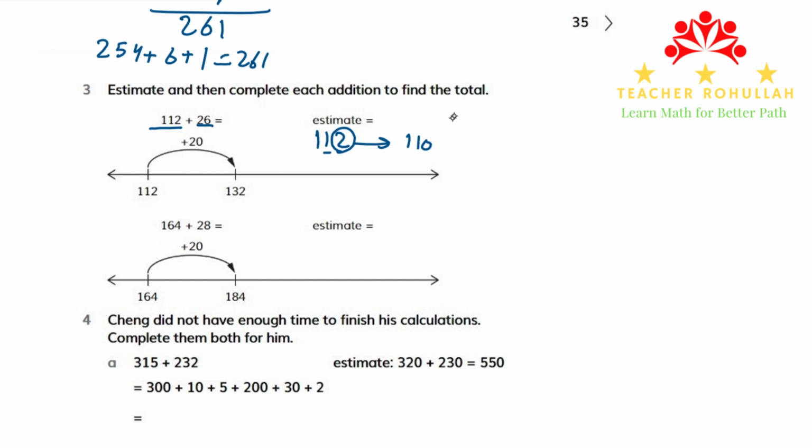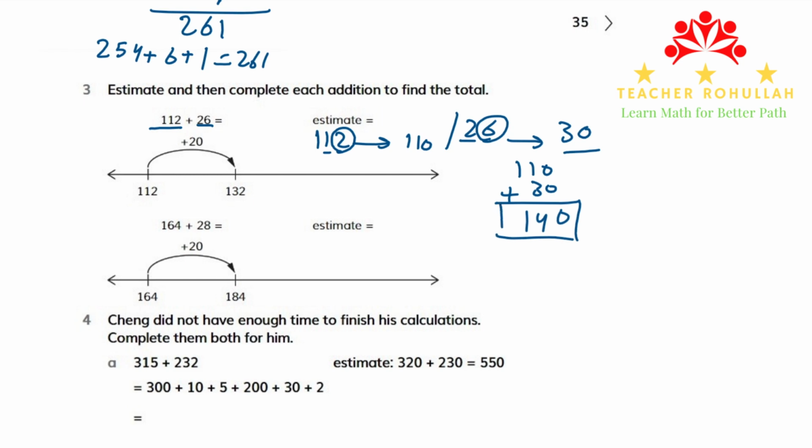And the second number is 26. If we round 26 to the nearest 10, 2 is in the tens place, and 6 is in the ones place. If we compare 6 with 5 or more or 4 or less, we can see that 6 is 5 or more. So the number rounds up, and we get 30 when we round 26 to the nearest 10. Now we add 30 and 110. So 110 plus 30 will give us 140. We say that the total of these two numbers is about 140.